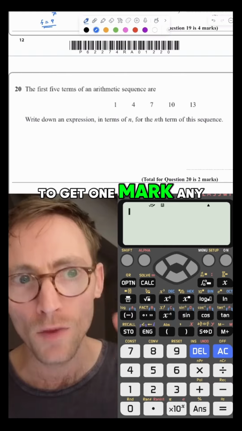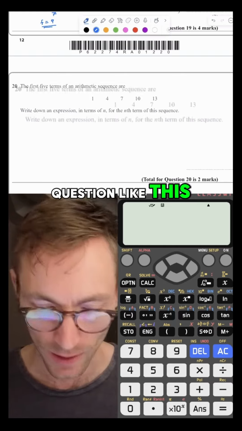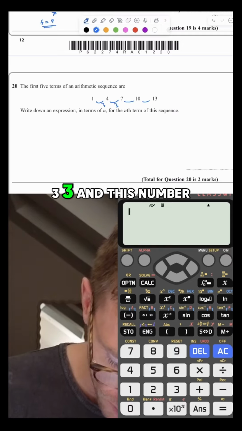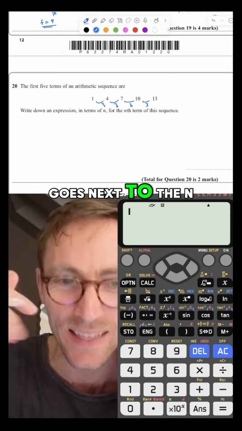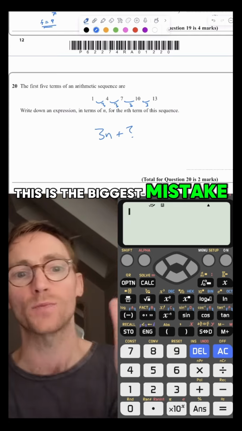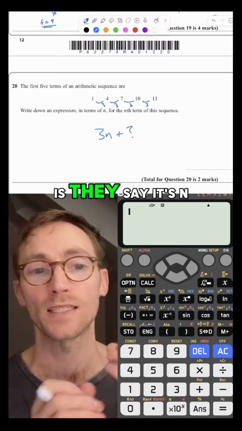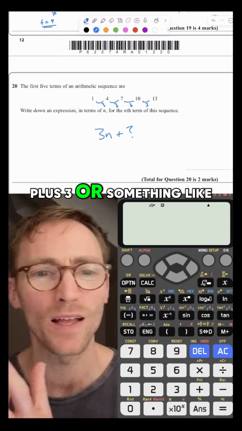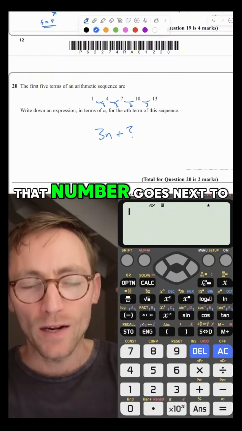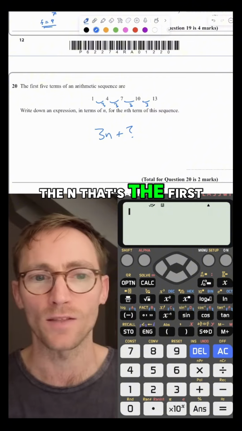To get 1 mark on any question like this, you work out the gap first. Here it's 3, 3, 3, 3, 3. And this number goes next to the n. So 3n plus something. This is the biggest mistake I see people make on this question, is they say it's n plus 3 or something like that. They do something wrong with the 3. If the gap is 3, that number goes next to the n. That's the first step, okay?